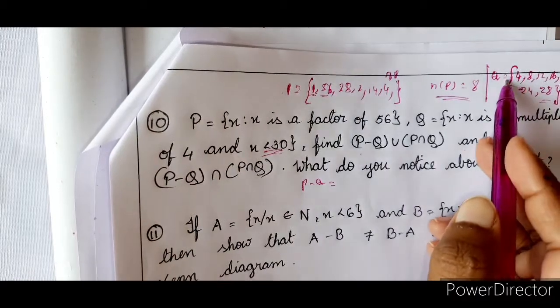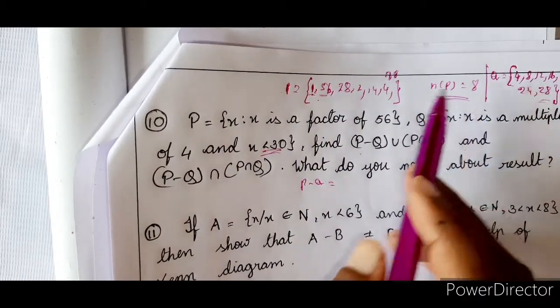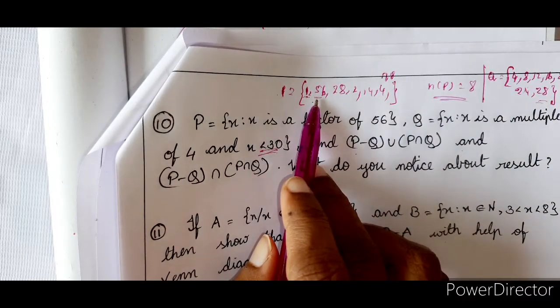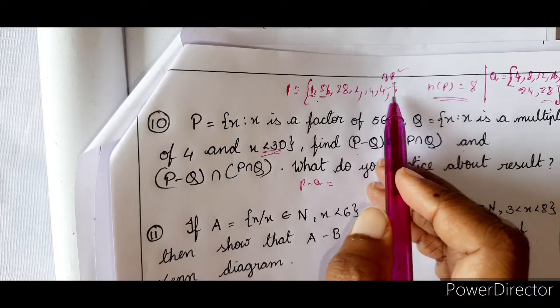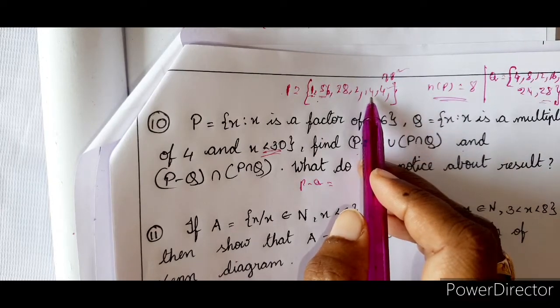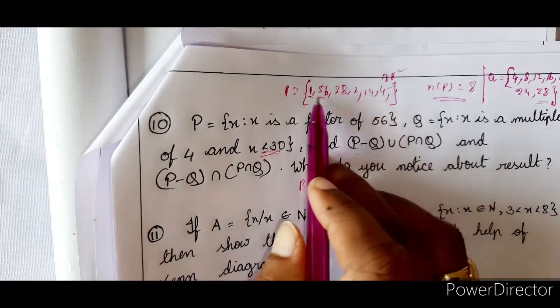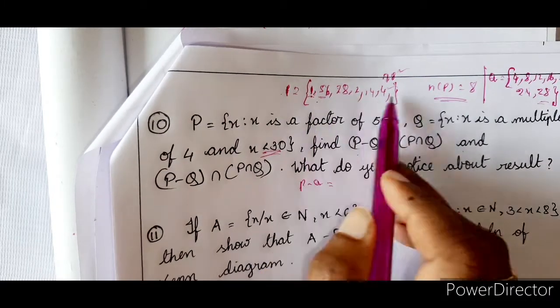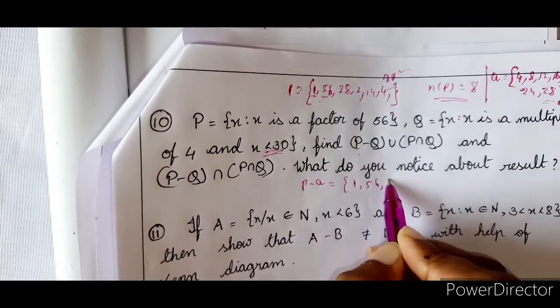P minus Q. From P, whichever common elements are there, that you have to subtract. So which are common elements here? 8 is a common element, 4 is a common element, right? And then what else? That's all. I think that's all.